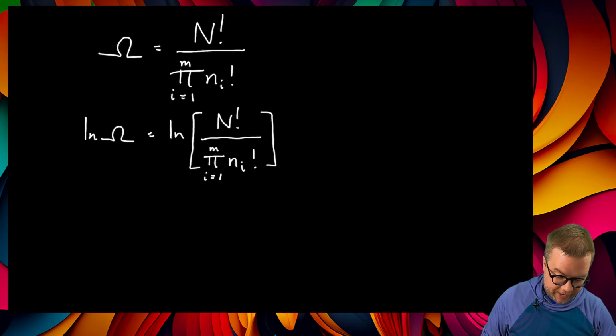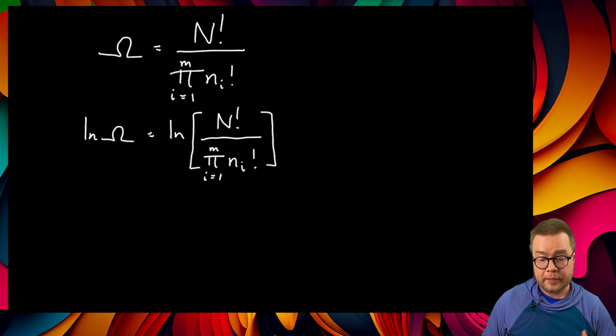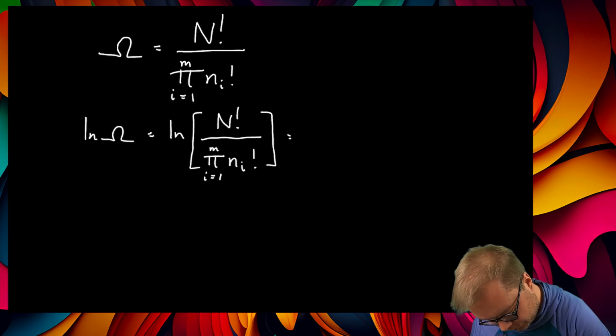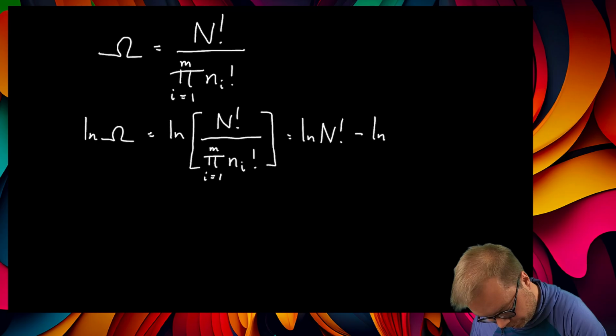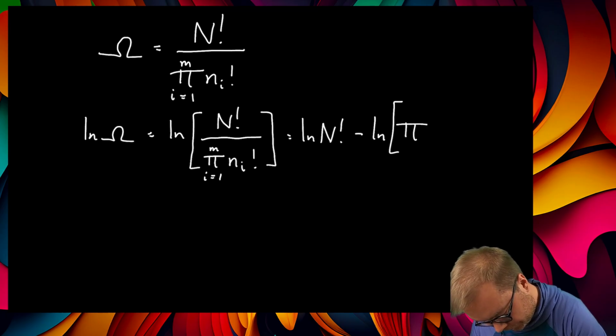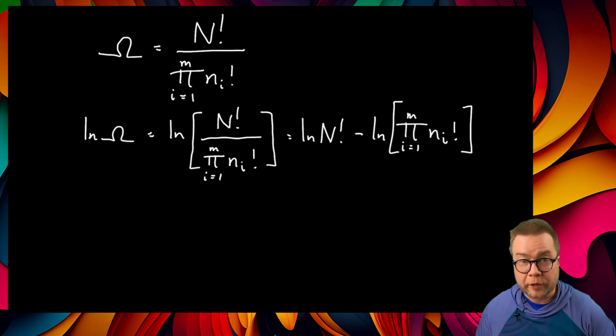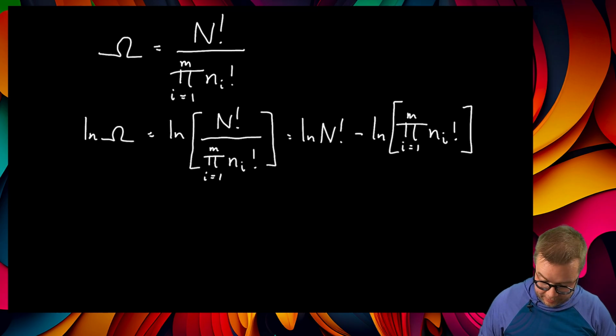Well, we've got the logarithm of n in the numerator. We have that product in the denominator. And actually, what does this mean? Well, we've got the logarithm of two things being divided by each other. So we've got equivalently the logarithm of the numerator minus the logarithm of the denominator. And so this is equal to the logarithm of n factorial minus the logarithm of the product from i equals 1 to m of n sub i factorial.